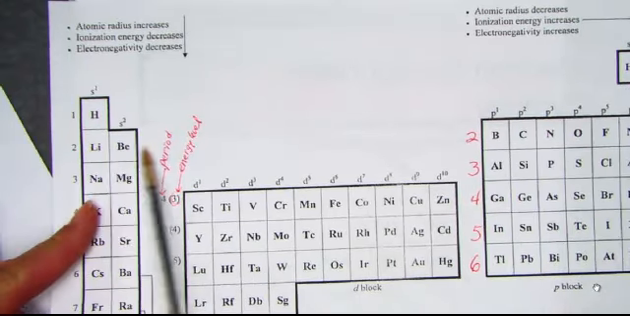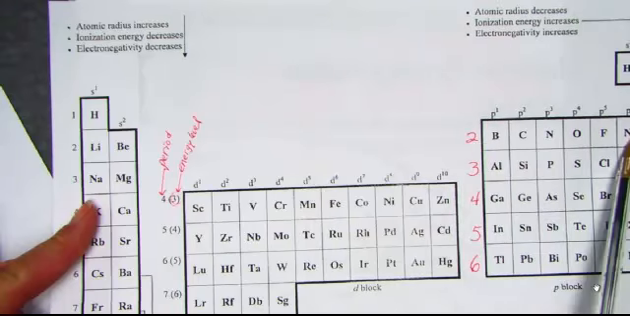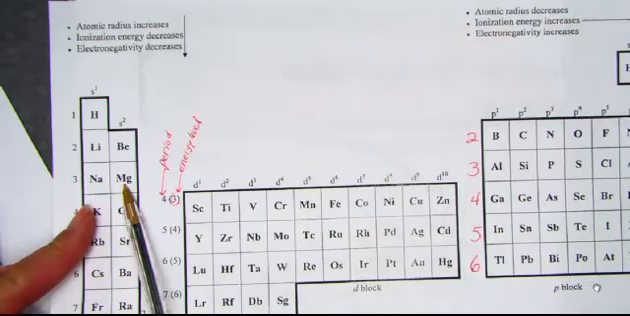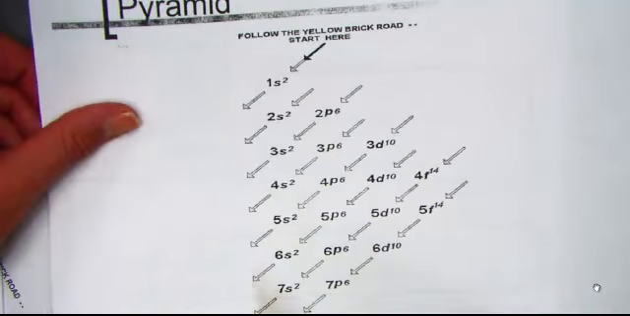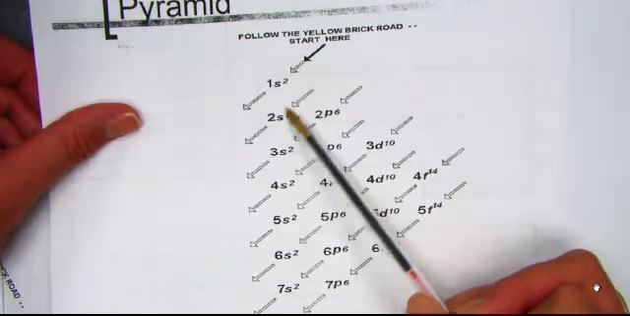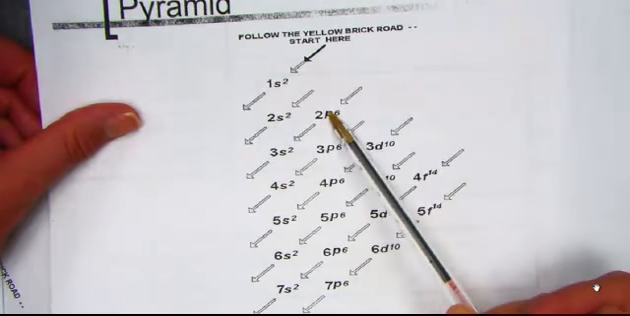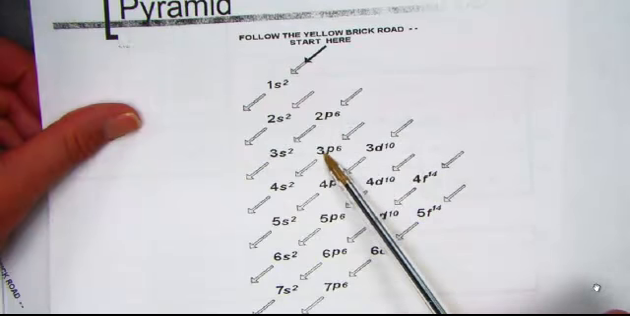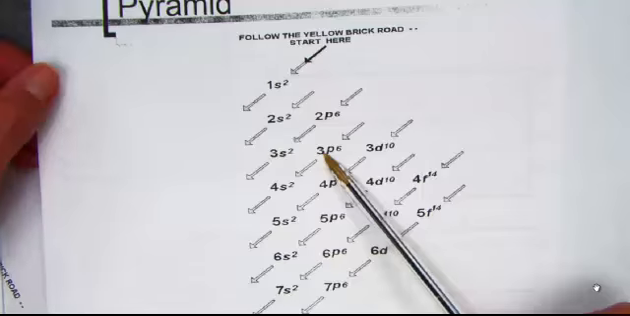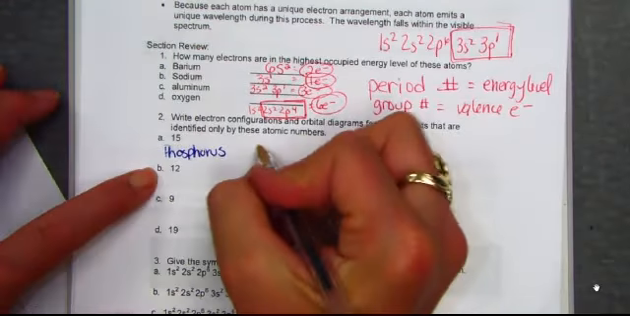1s2, 2s2, 2p6, 3s2, 3p3. Or this way, 1s2, 2s2, 2p6, 3s2, 3p3 gets me to the 15 electrons of phosphorus.